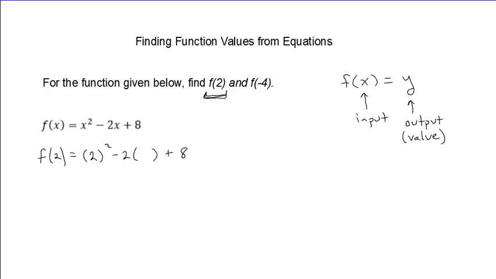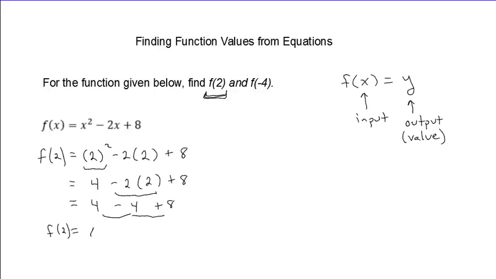So now I'm going to put the value 2 into each of those places, and now it becomes an order of operations problem. I'm going to do my exponents first, so 2 squared is 4. You are welcome to do more than one thing at a time as long as it's mathematically appropriate. Next I'm going to do my multiplication. So I have negative 2 times 2 is negative 4, plus 8. And then finally the function value at 2 is 4 minus 4 is 0, plus 8 is 8. So at the input of 2, we get the output, or the y value, of 8.